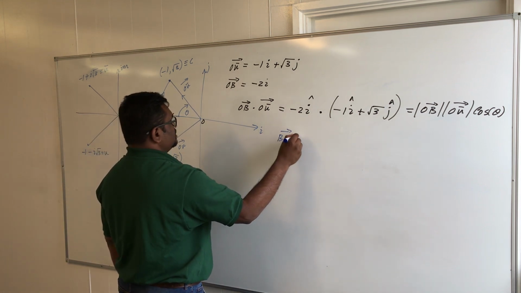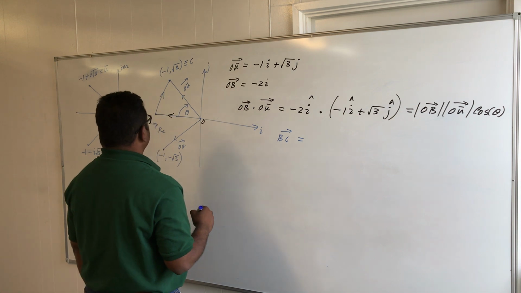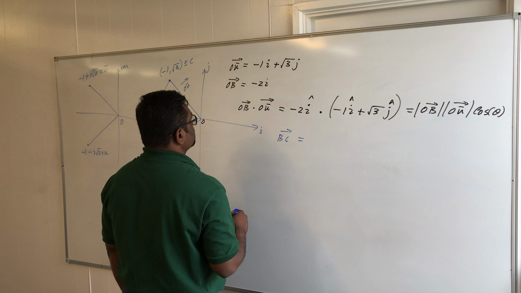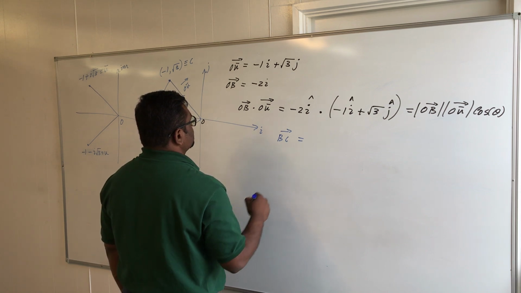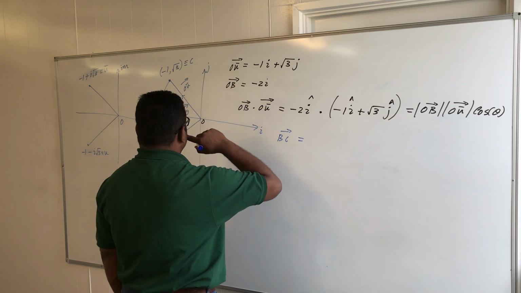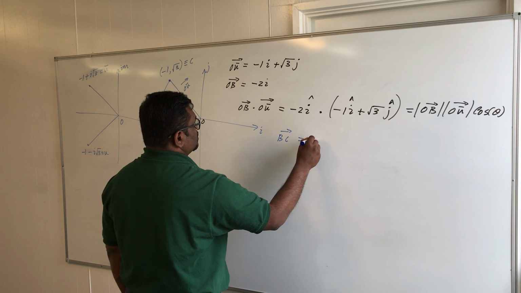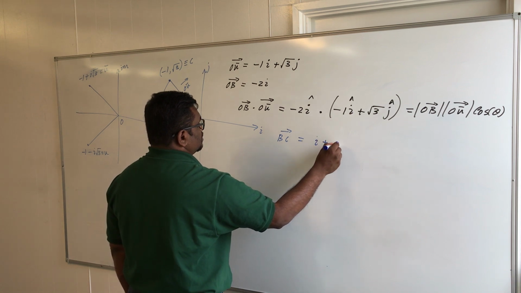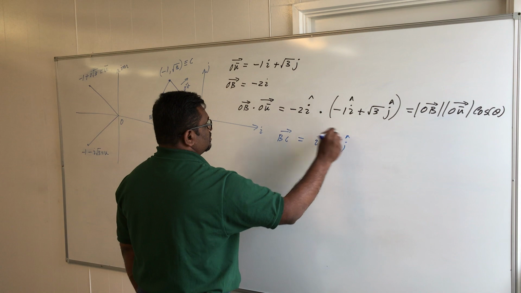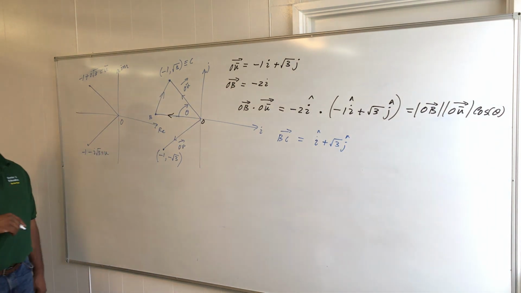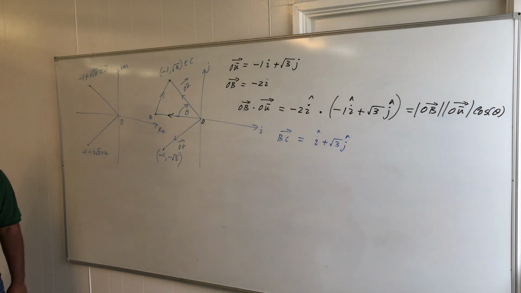What is BC? i plus root 3j. So BC is making 2. So let's figure out what BC is. BC is just half of it. i plus root 3j, the result, which is the angle between. You guys know how to do this? Shannon? BC? Getting unit vectors.